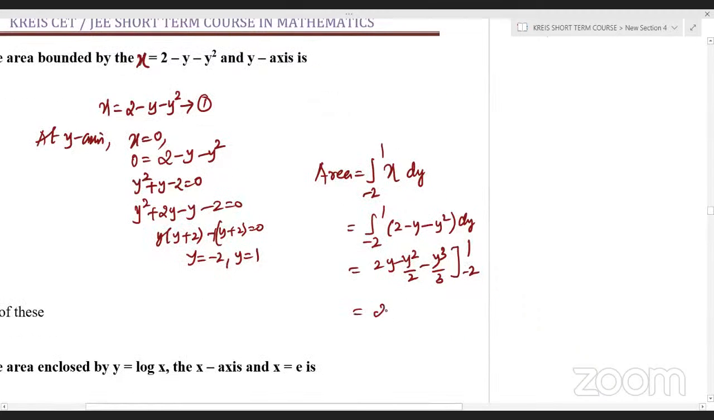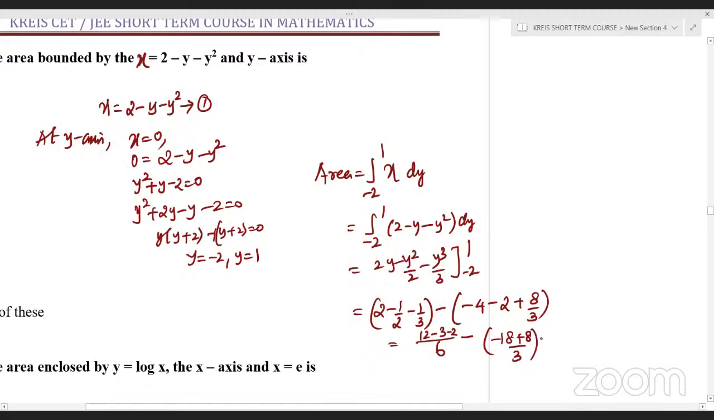So upper limit use ಮಾಡಿದಾಗ 2 minus 1 by 2 minus 1 by 3 minus lower limit it is minus 4. So 4 by 2 it is 2 minus 2 cube is minus 8. So it becomes plus 8 divided by 3 you get. So this on simplification, it gives you the first one, it will be 6 LCM. So it is 12 minus 3 minus 2 minus, so it is minus 6 into 3 minus 18 plus 8 divided by 3 you get.